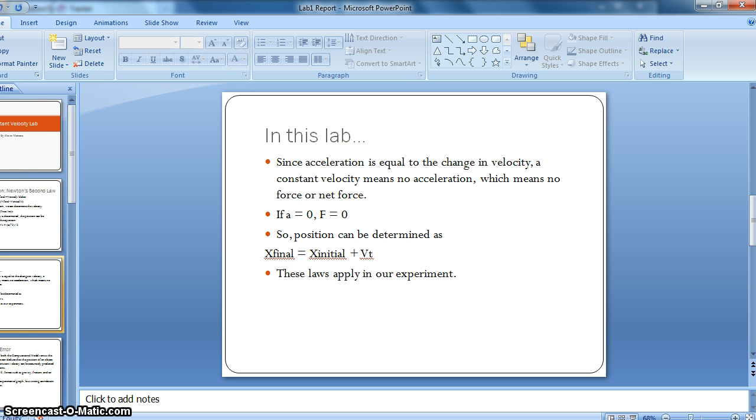Since our object moves with constant velocity in our lab, the object has no acceleration, meaning there is no net force being applied to the object. Therefore, a new position can be found by observing the object's velocity over time and adding that change to our initial position.